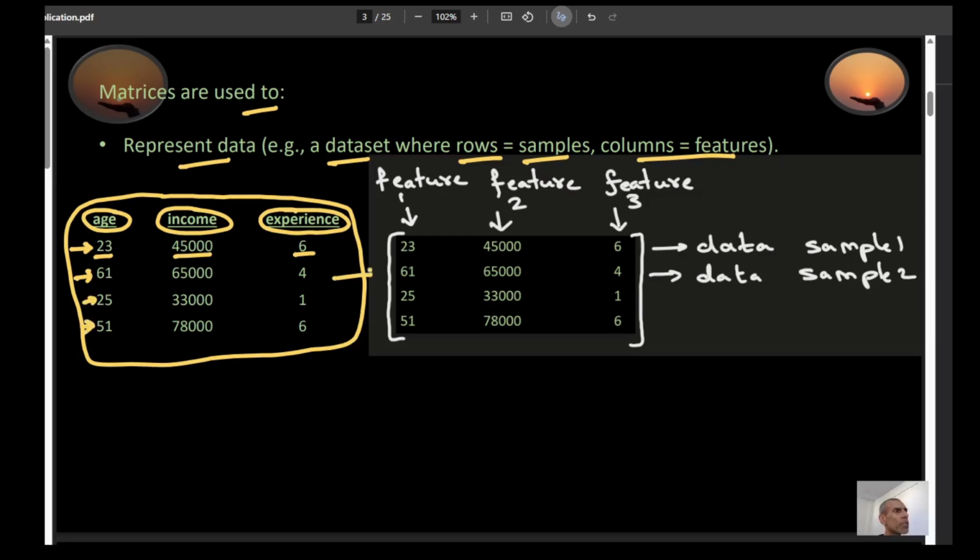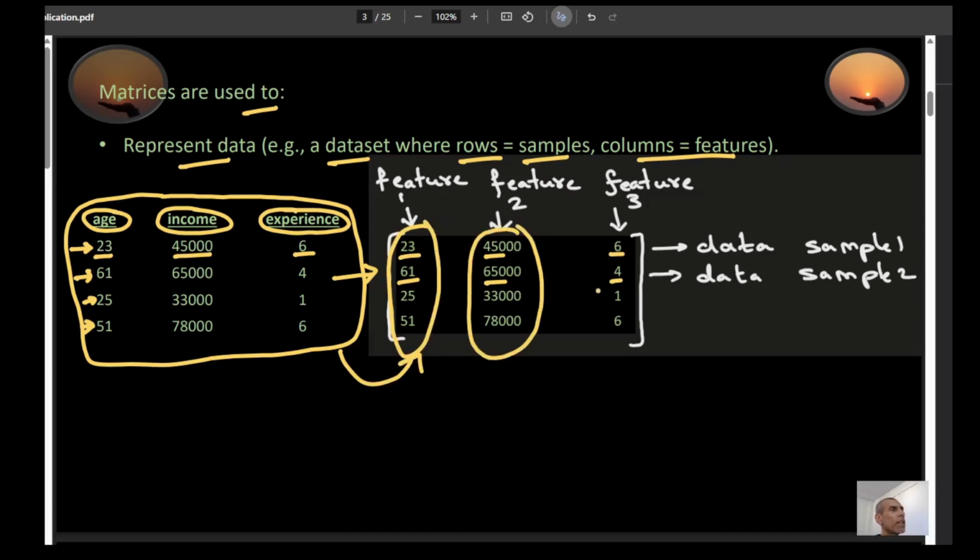You can represent this information in a matrix notation. So I'm representing this by 23, 45,000, 6 right here, 61, 65,000, 4. And you can see that this whole table can be represented in this matrix notation. This column right here is my feature 1, that would be my age feature. This is my feature 2, that would be my income feature. And likewise, this would be my experience feature. Each one of the rows, this whole row, is my data for sample 1. This one is my data for sample 2, sample 3, sample 4, and so on and so forth.